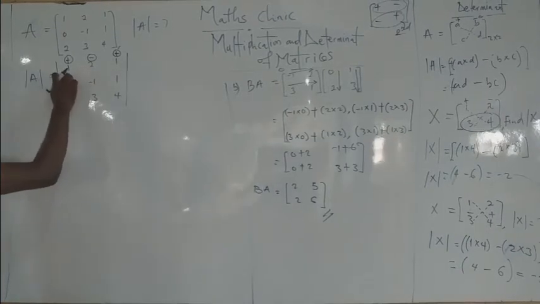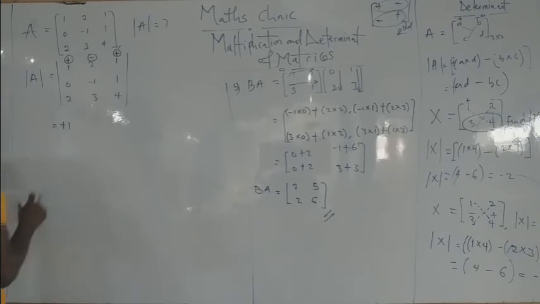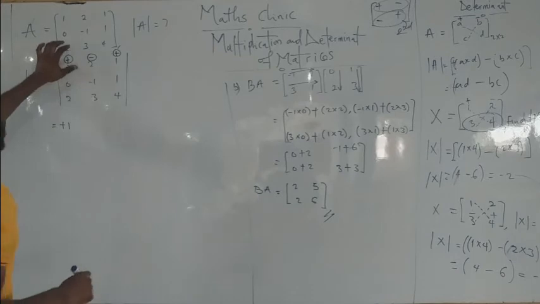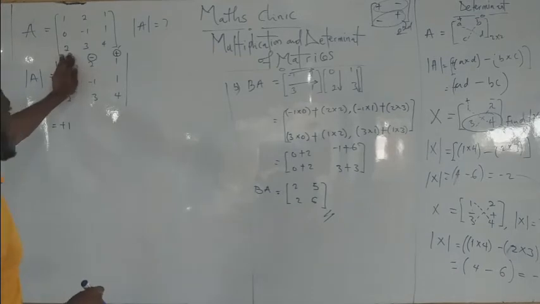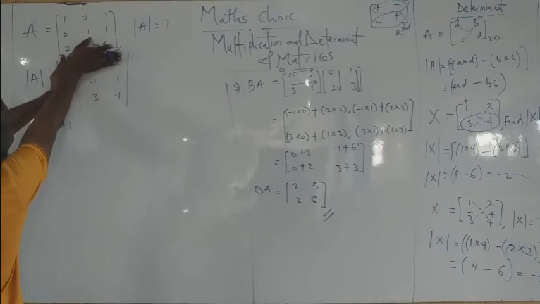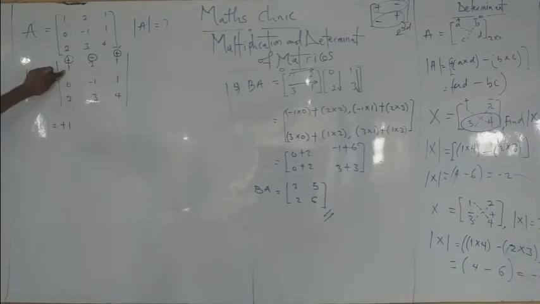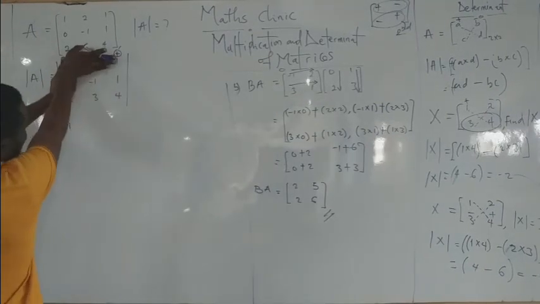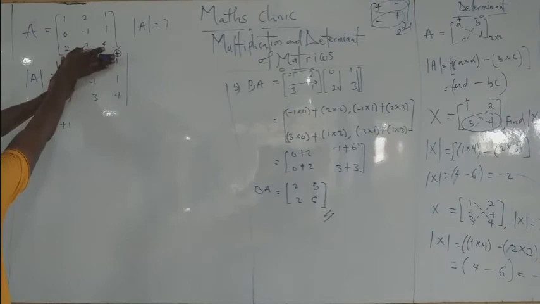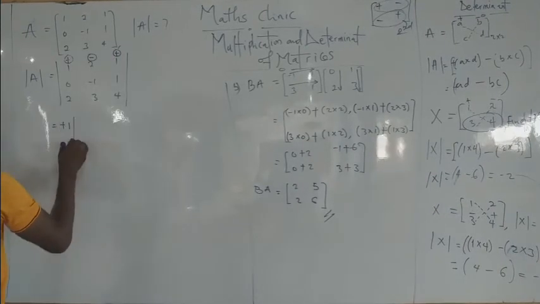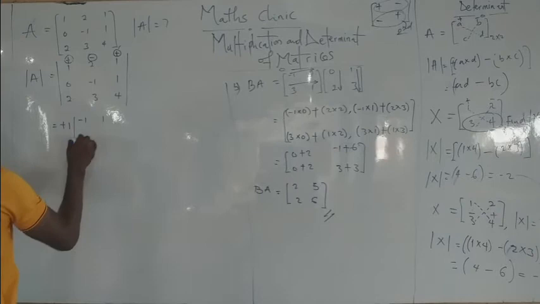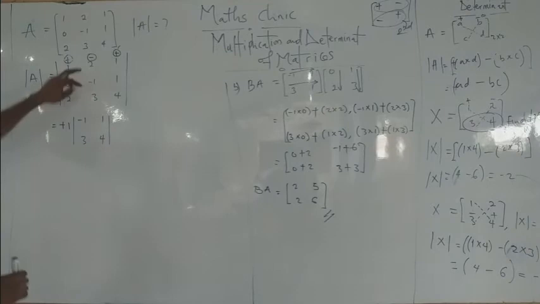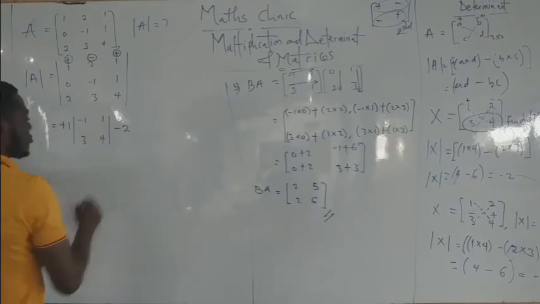We get to pick plus 1 first. If you are picking plus 1 first, what are we going to do? We cover the column, we cover the row. Can you see that? Since you are picking this, we cover this. We cover this too. We'll be left with minus 1, 1, 3, and 4. Followed by minus 2.